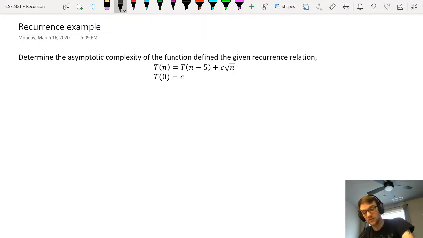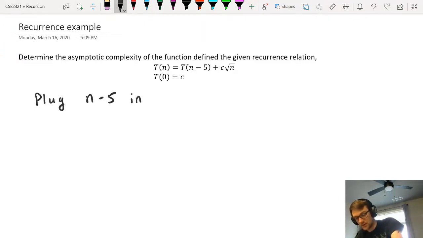So we look at the right hand side of our recurrence and identify what is inside of t of n. Here we have t of n minus 5, so we're going to plug n minus 5 back into t. So we have to plug n minus 5 into our equation. Maybe we even give it a name. Let's just designate it with a color here, purple line.